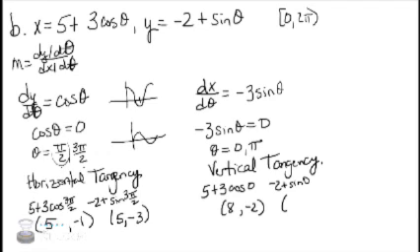And then over here, for pi, cosine of pi is actually -1, so 5 minus 3 is going to give us a 2. And -2 plus sine of pi, which is 0, so that's just going to be -2 again.